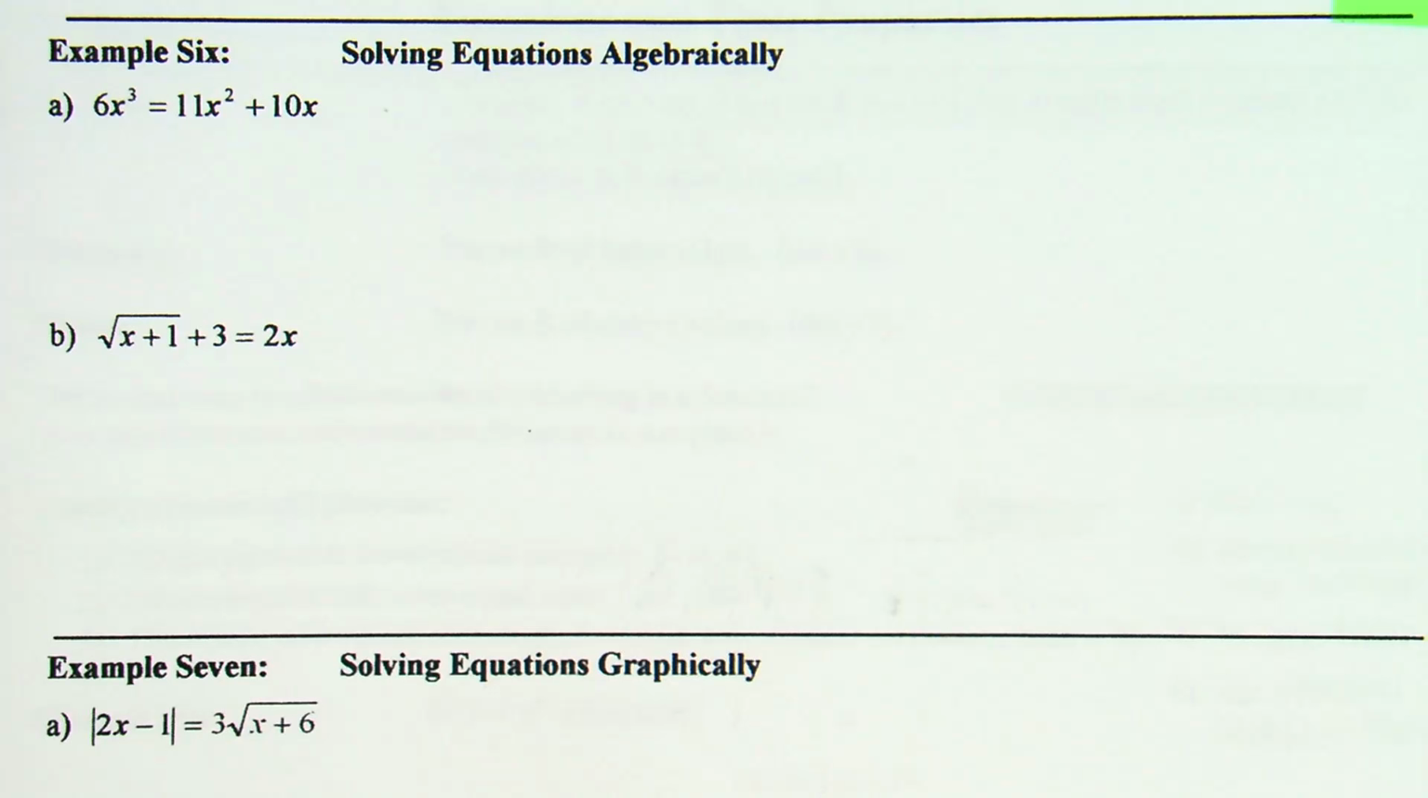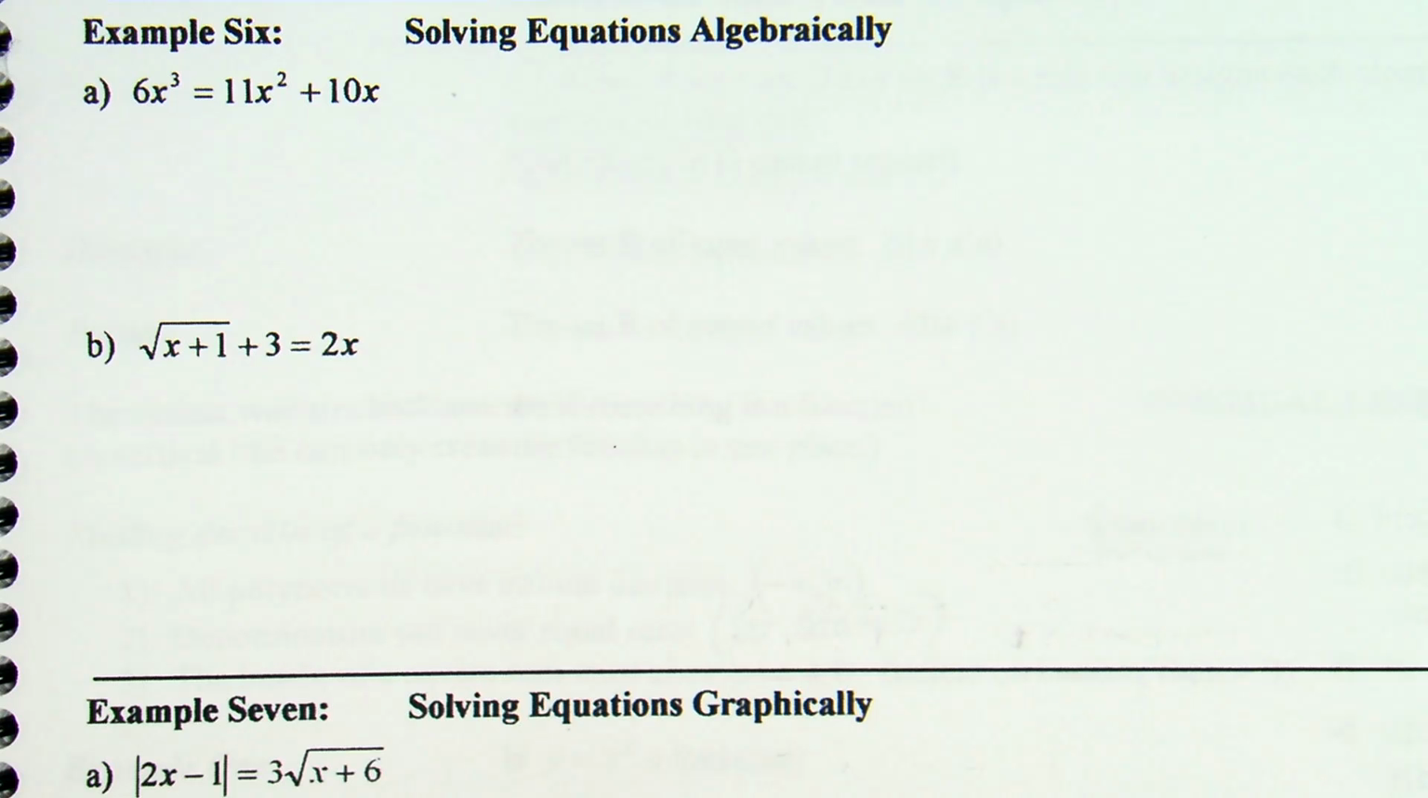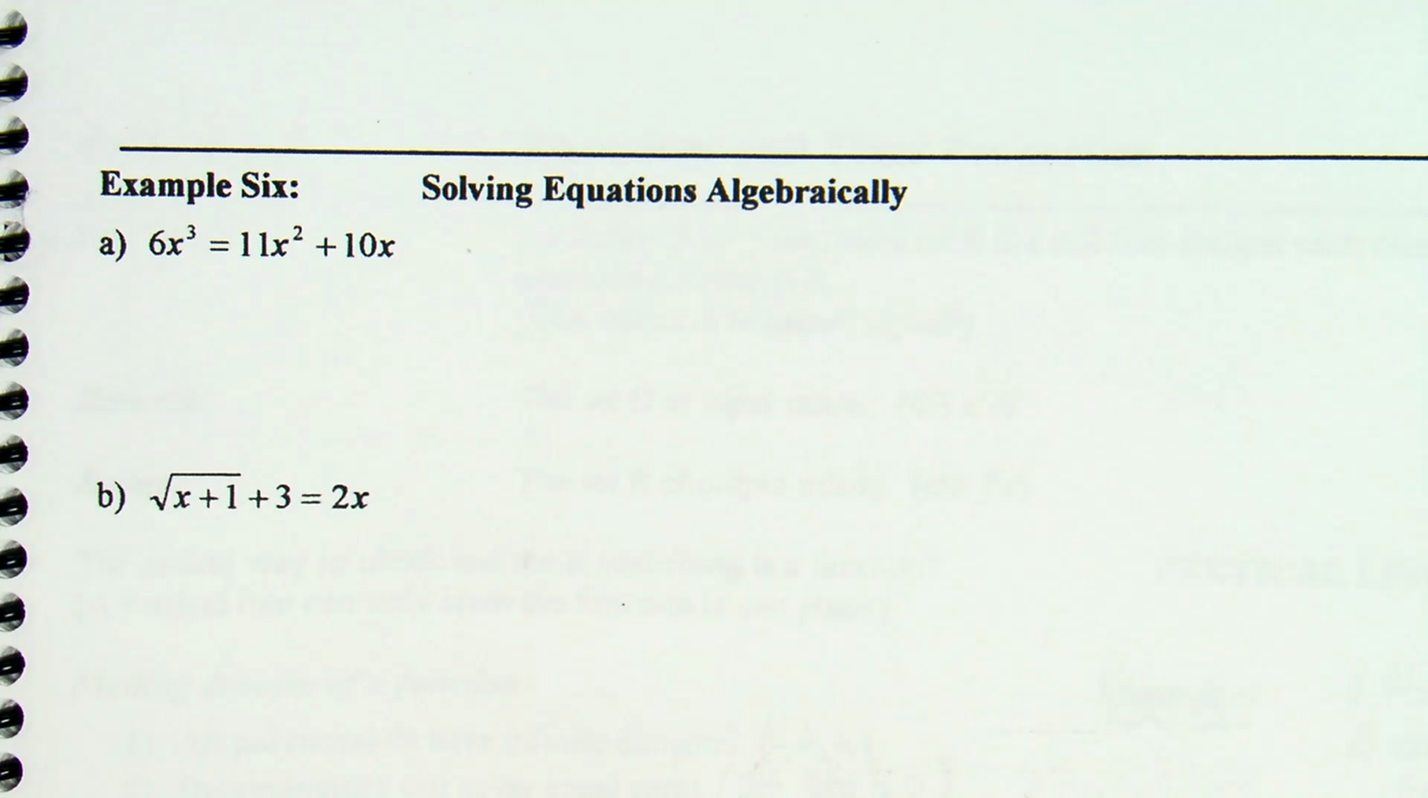On this next page, we're solving equations. Okay, we've kind of gone through the basic modeling. We're just solving equations. A and B say to solve how? Algebraically. So as we solve algebraically, it's going back and using algebraic methods. All methods you know, it's just a matter of remembering them. So as we look at A, 6x cubed plus 11x squared plus 10x. Thoughts on where to start?